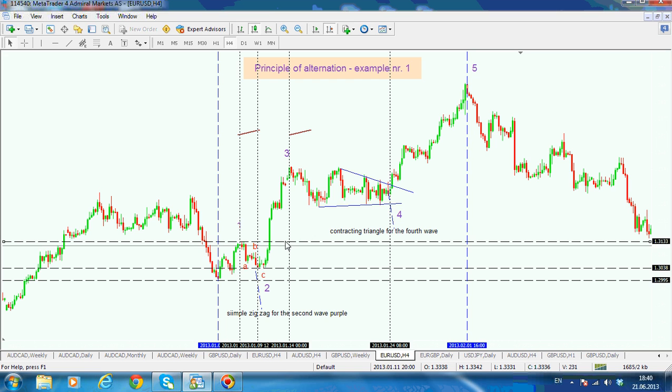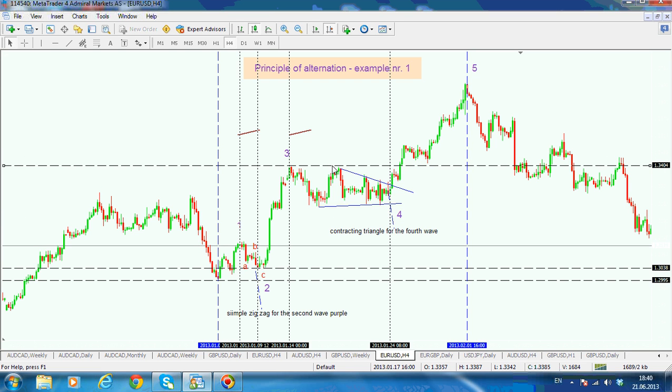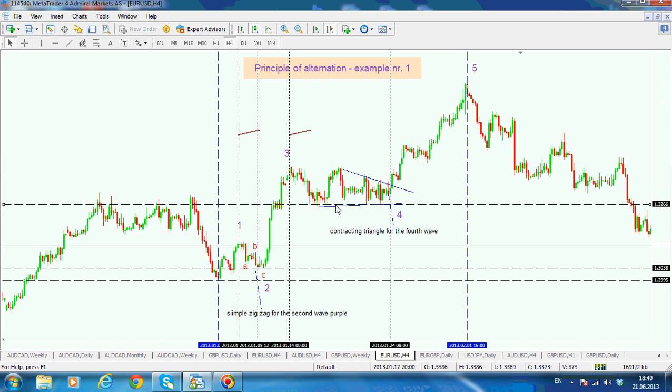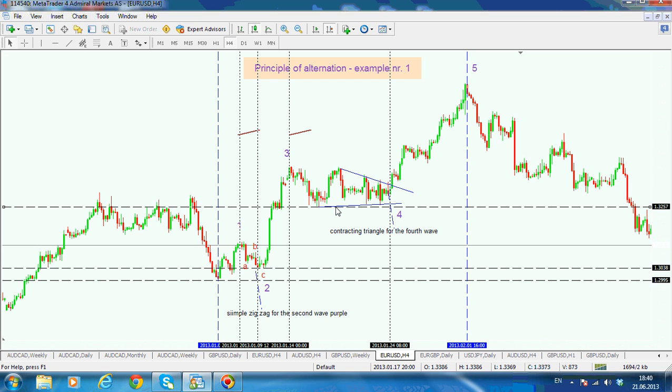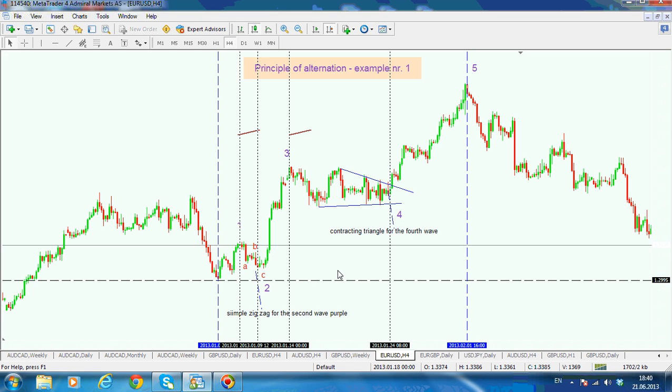And we should do the same to measure the fourth wave. So this is 134.04, and the lows are 132.55, so almost 150 pips. So they also differ in terms of the price traveled. And also we should look at the severity.